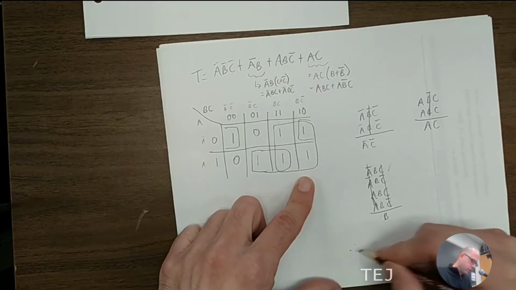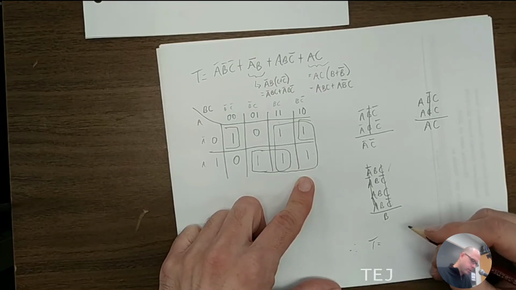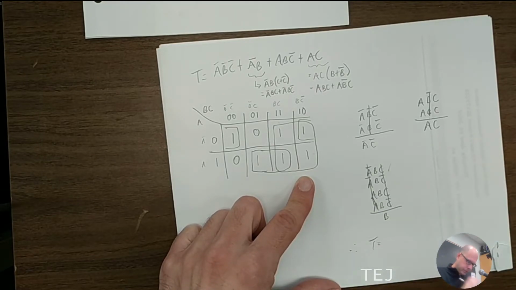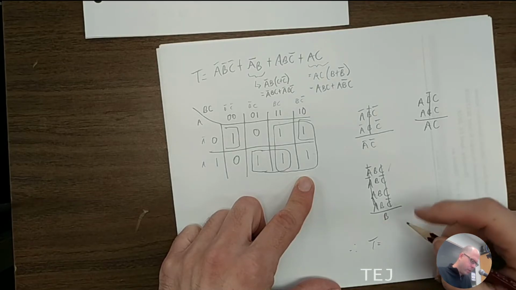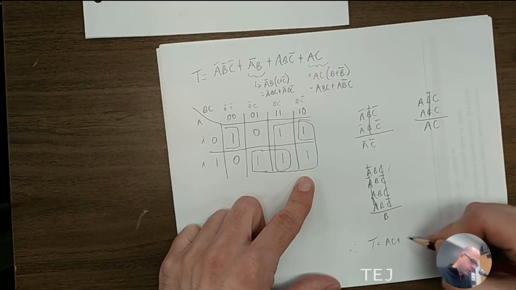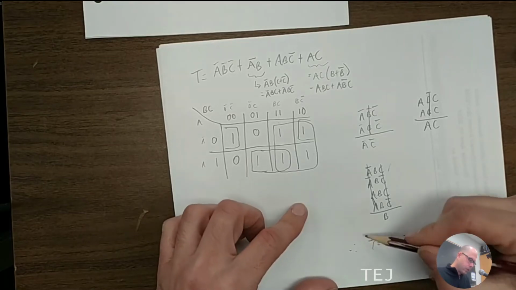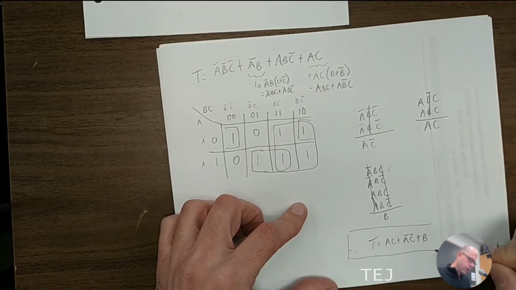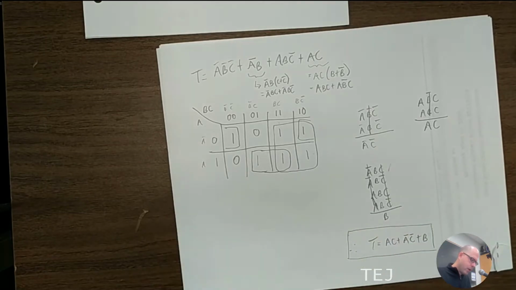So our final expression is T equals. And if you did this correctly, you won't be able to simplify it anymore. I'll put the A, C first, A naught, C naught second, and then followed by B. So that's simplified. And if we consider any of the 20 or so Boolean algebra rules that we know, I don't think we'll be able to simplify that down any further.